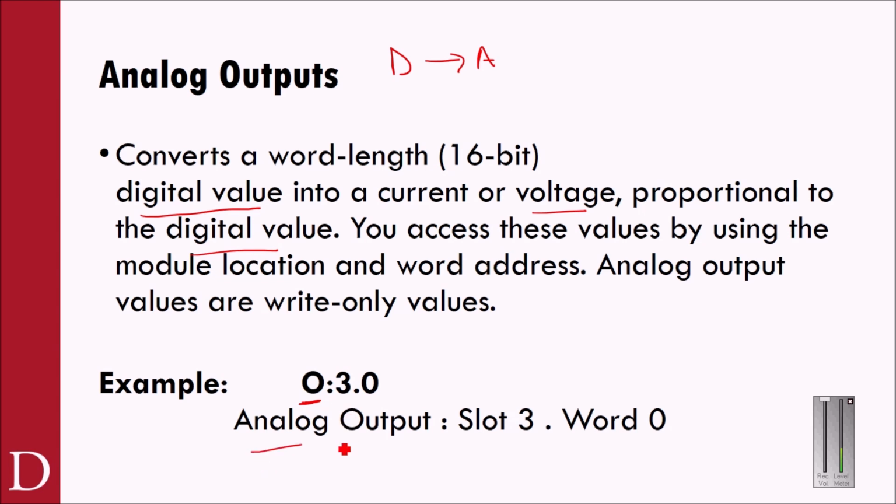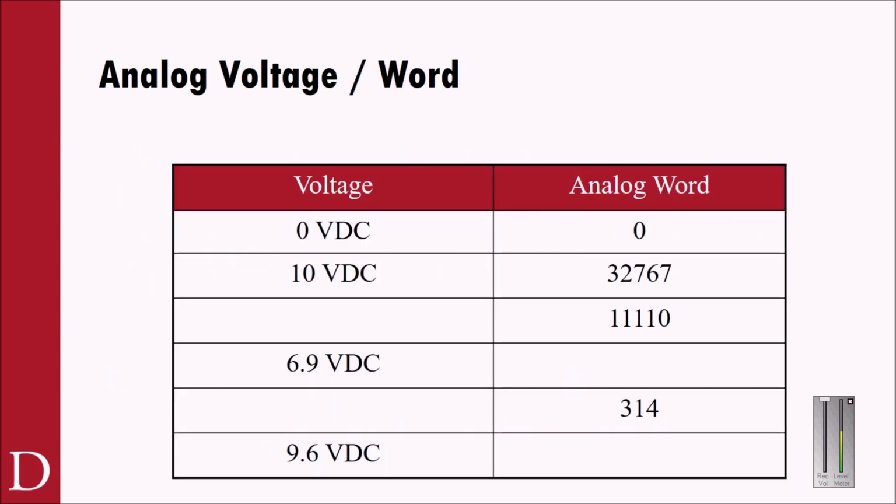So again, we've got an analog module in slot 3, and we're going to address it as a word, as signified by this dot. So slot 3, word 0 is what we're going to use to address that analog output. All right, now this is where it gets a little bit interesting. This is where we want to know, how does this thing work?